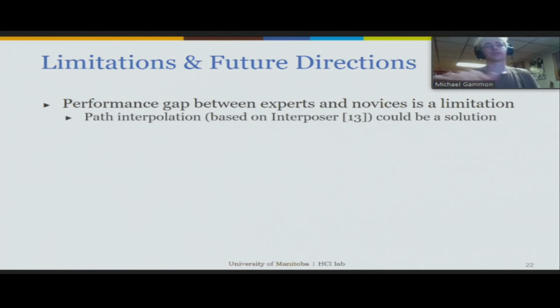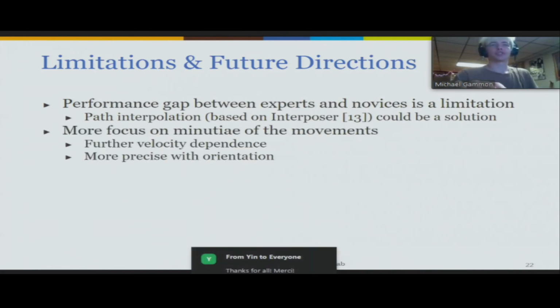So in future versions, we intend to implement motion interpolation between a user's best attempt and the expert's motion based on the work done in Interposer. This way we could provide an intermediate motion path for the beginner to replicate that is closer to the expert's motion while still being a realistic goal.